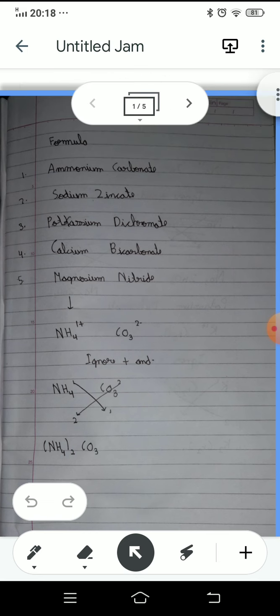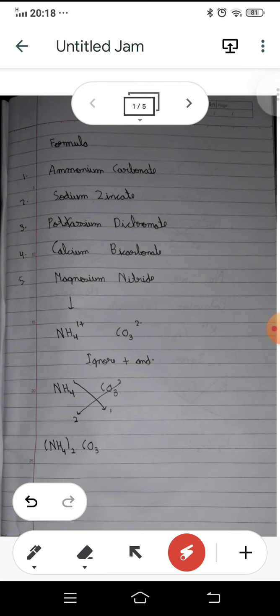So friends, first of all, you can see that in the given picture I have various formulas. For example, ammonium carbonate, sodium zincate, potassium dichromate, calcium bicarbonate and magnesium nitride. The basic thing to remember while creating any formula is that first you have to write the symbols with their valencies. As you can see in the picture, I have first written ammonium, that is NH4 1 plus. Then I have written carbonate, that is CO3 2 minus.